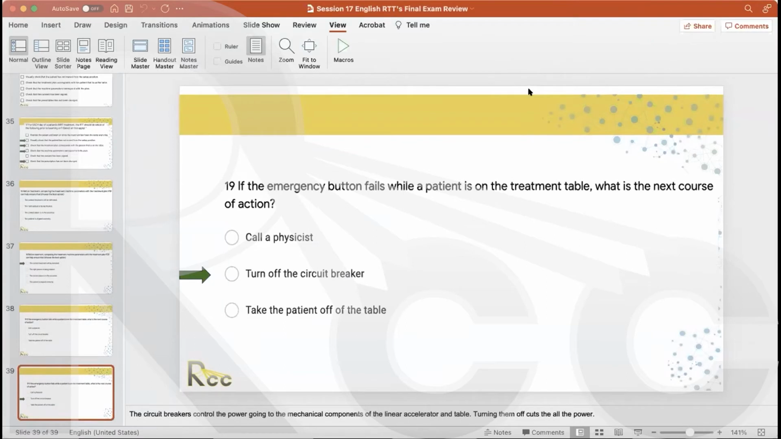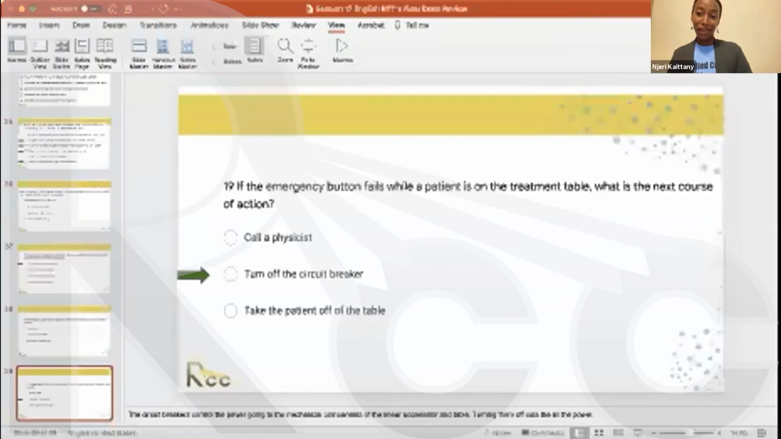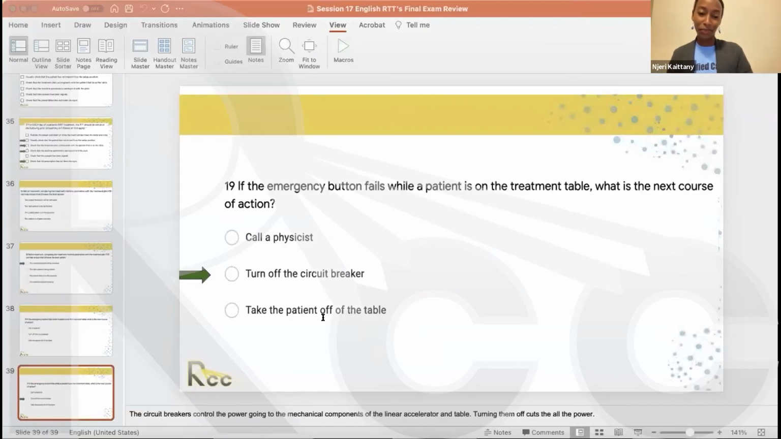Yeah, and there's another question about the same question. I think people are wondering why you wouldn't take the patient off the table. And I can definitely see that, because I remember even thinking, well, my first thing would be to definitely take the patient off the table.